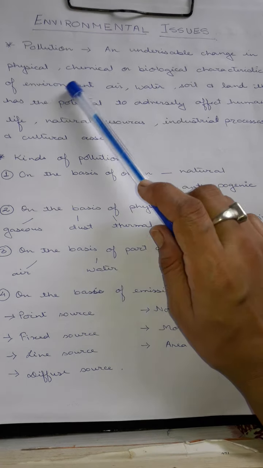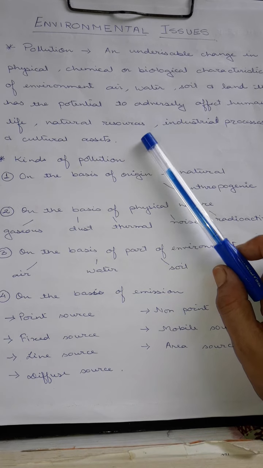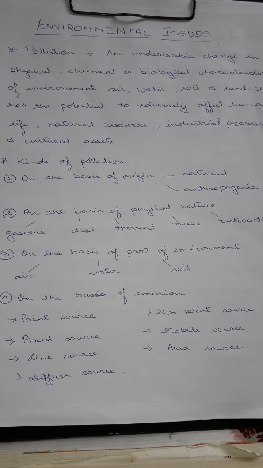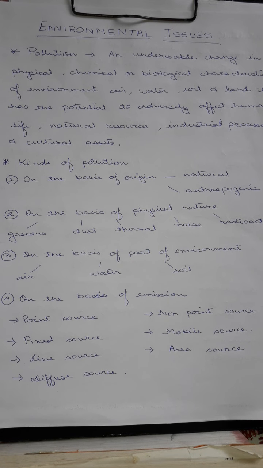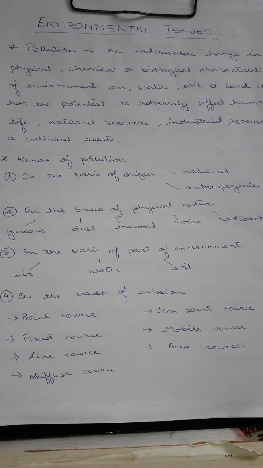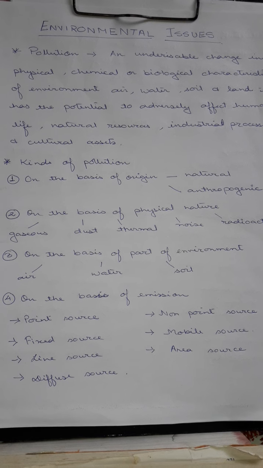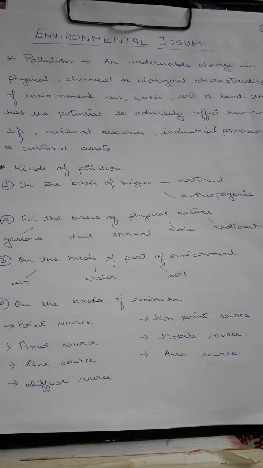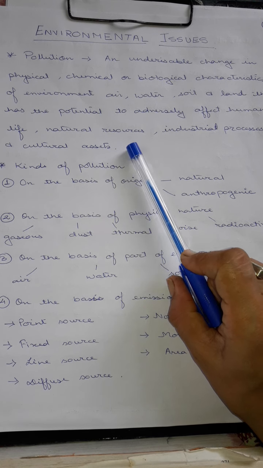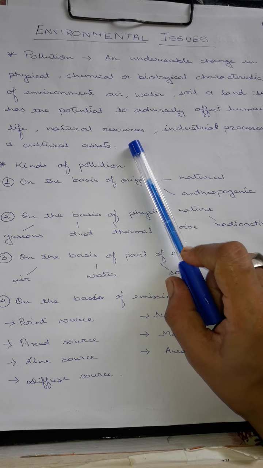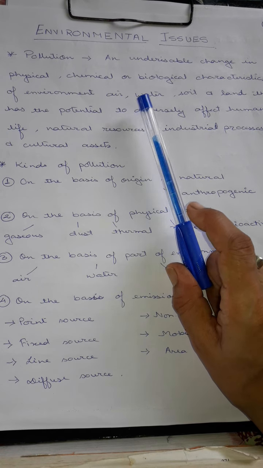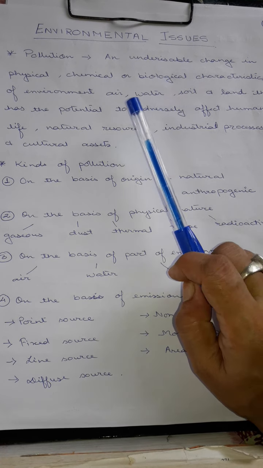So first, let's see what is pollution. Pollution means the undesirable changes that occur in the environment, whether it is air, water or soil, and that will have an adverse effect on human beings or any other species, natural resources, etc. So the process that causes adverse effect is called pollution. Undesirable changes occurring in nature is called pollution.